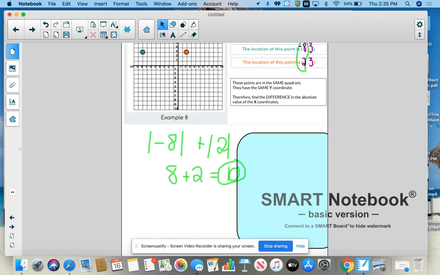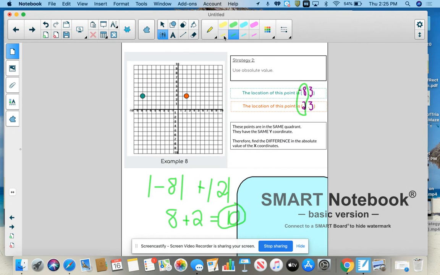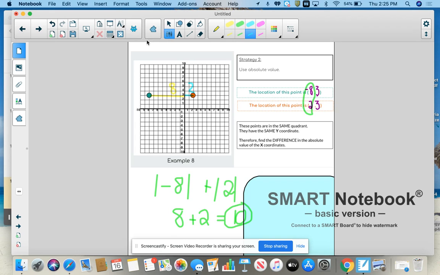Let's check it out if we count. So I'm going to start at my green point, and let's see, we're going 1, 2, 3, 4, 5, 6, 7, 8 to get to the axis. And then we're traveling 1, 2 on the other side of the axis. 8 plus 2 is 10.